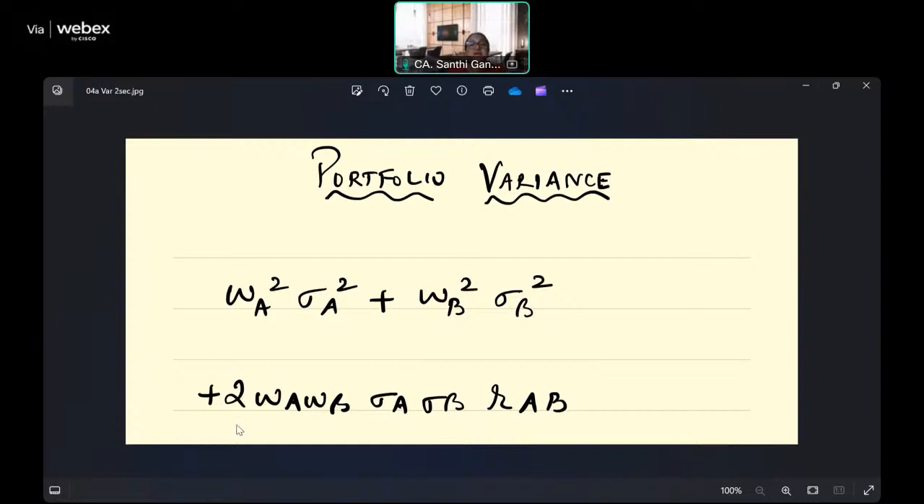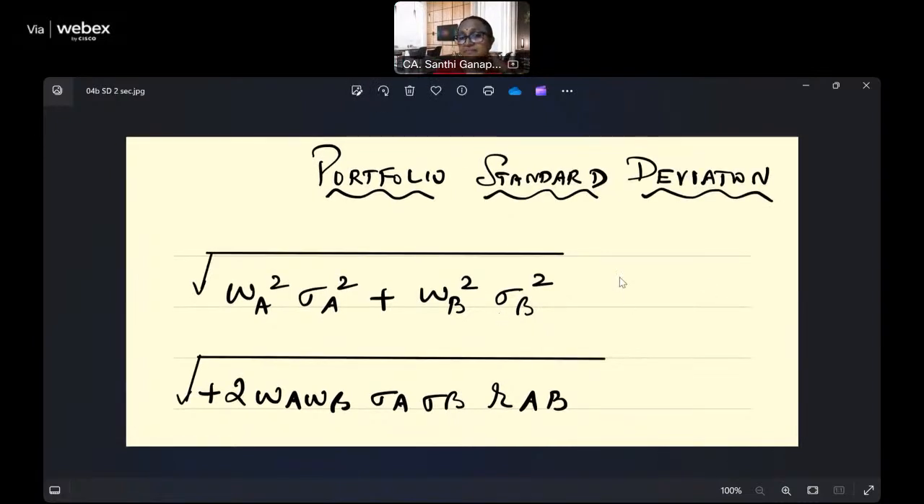Now, here, both A and B are involved. So, in addition to the weight and the risk, we also have to consider the correlation. 2 WA, WB, sigma A, sigma B, correlation. This is clear. Next, if I want the standard deviation for the portfolio, I have to take the square root of this.